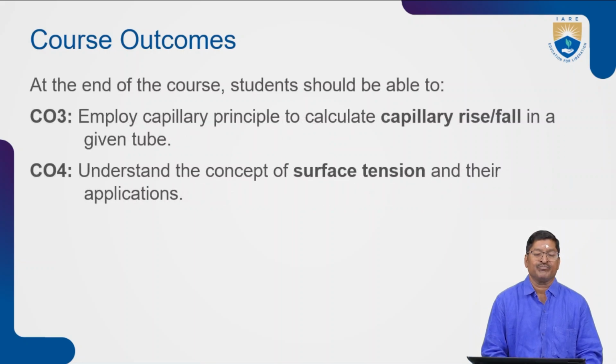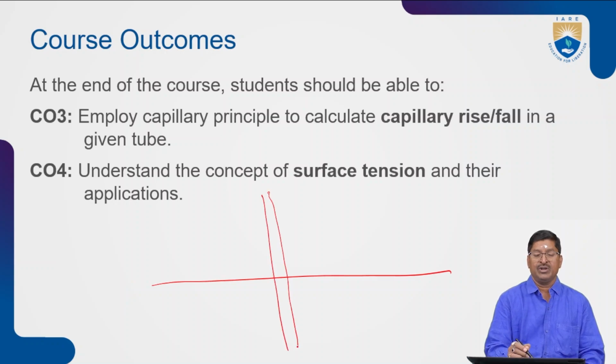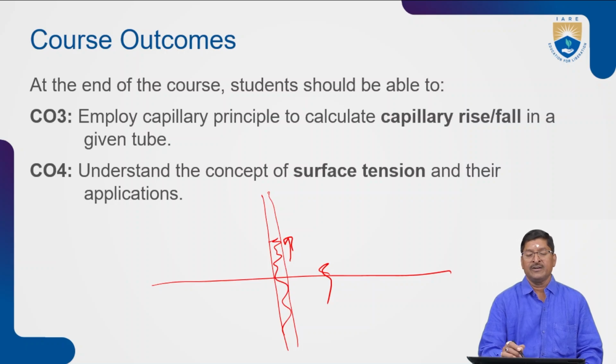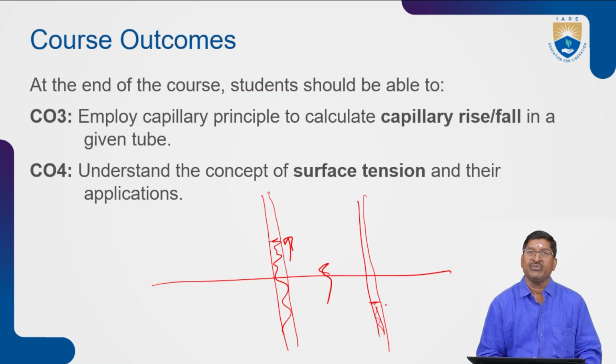Course outcome 3 is capillary rise or fall. When any fluid is there, if we insert a small diameter pipe, some fluids will rise above the normal level. If you insert the pipe, it will rise here. That is called capillary rise. And for some other fluids, if you insert a small diameter pipe, the level will fall. That is called capillary fall. That will come under course outcome 3.